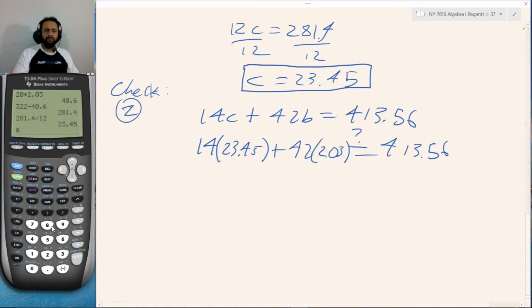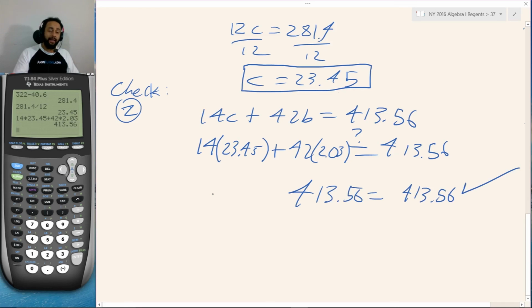413.56? Let's find out. 14 times 23.45 plus 42 times 2.03, and you get 413.56. 413.56 equals 413.56. So that is a check. And that concludes the rest of this test.